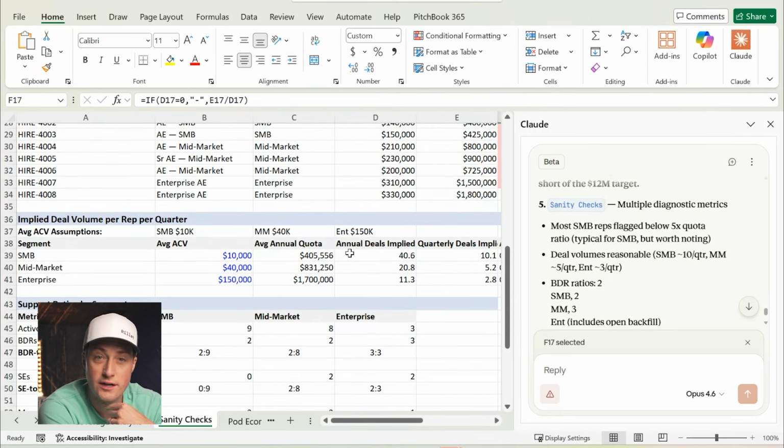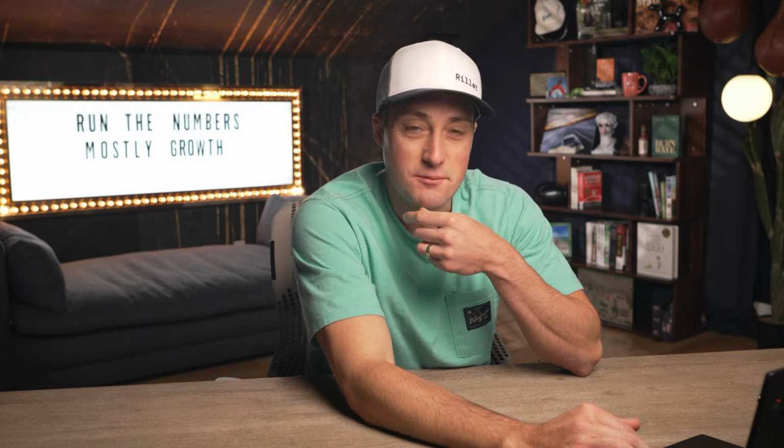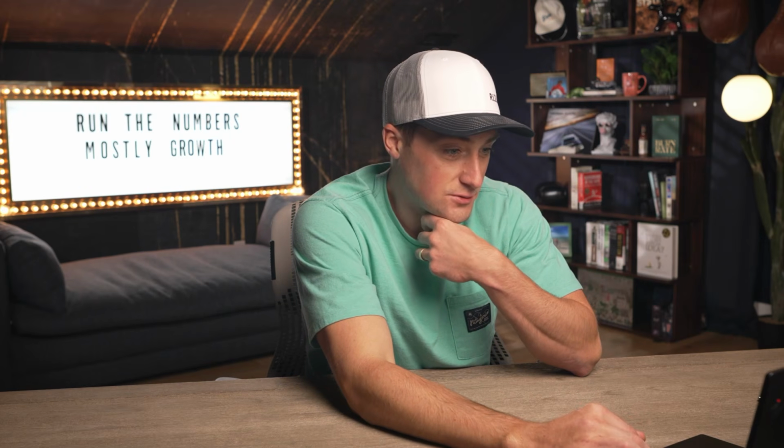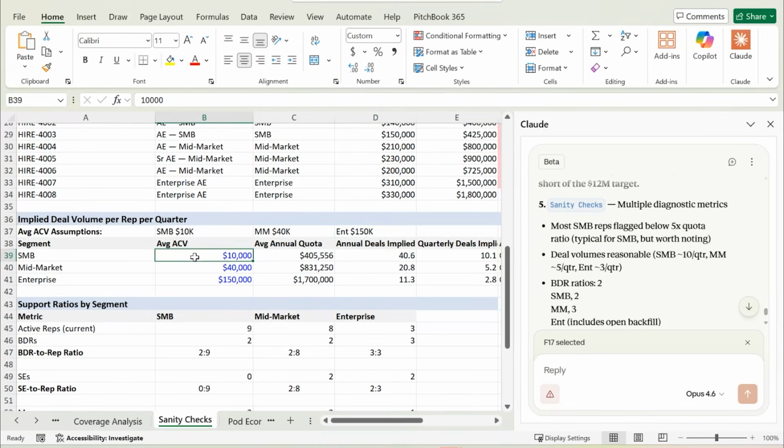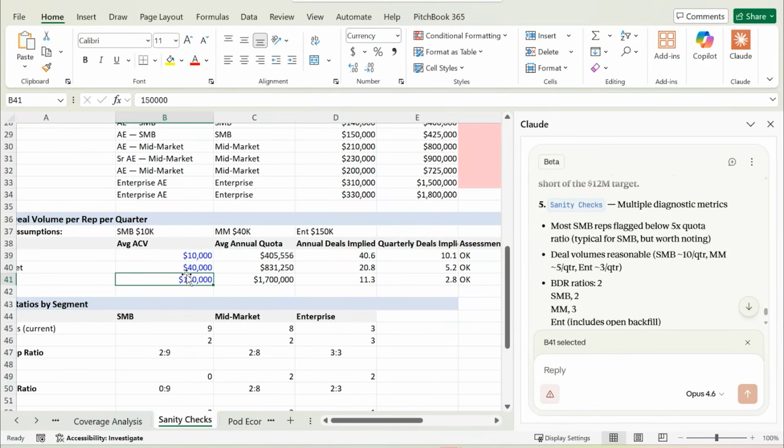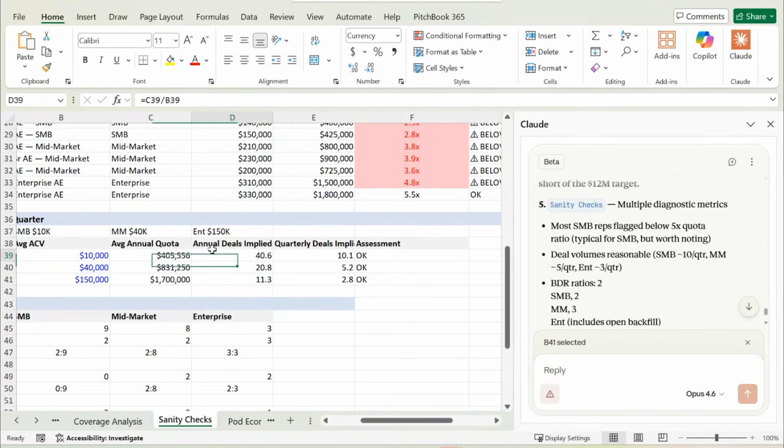Implied deal per rep per quarter. So this is what I call sales rep math. The physics make sense of how many deals are going to have to close. So average ACV, this is sweet. So you can change these here: 10,000, 40,000, 150,000. Average annual quota. How many deals does that imply? And then it does an assessment.